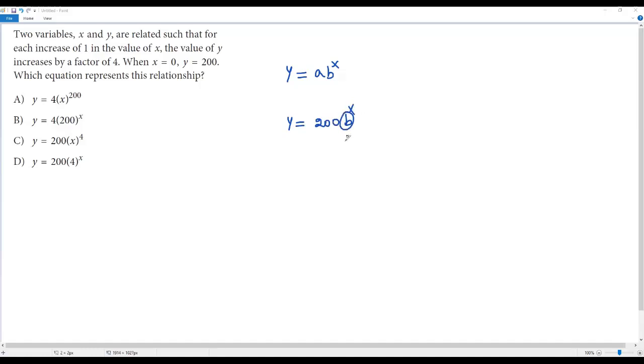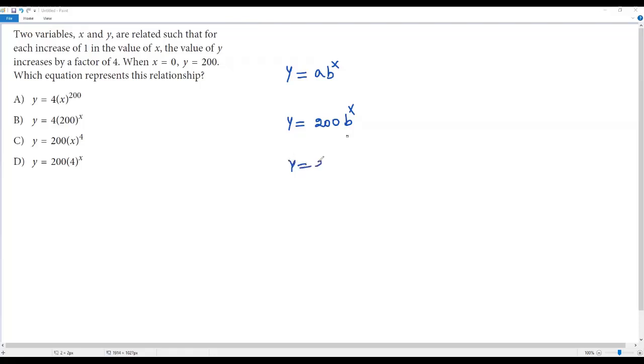So here b is either a growth rate or a decay rate. It depends on the function. If it's a growth function, this will be a growth rate. If it is a decay function, it will be a decay rate. So when I go over the information, for each increase of 1 in the value of x, the value of y increases. So clearly it's an exponential growth function. So b is a growth factor, and the growth factor is also given in the question, that is 4. So that's the value of b.